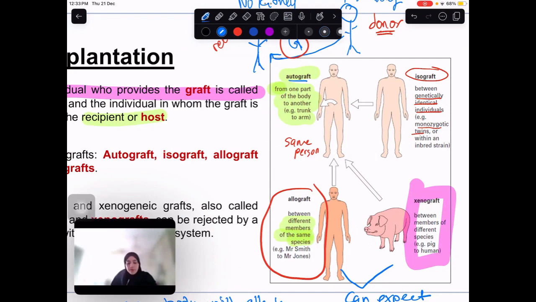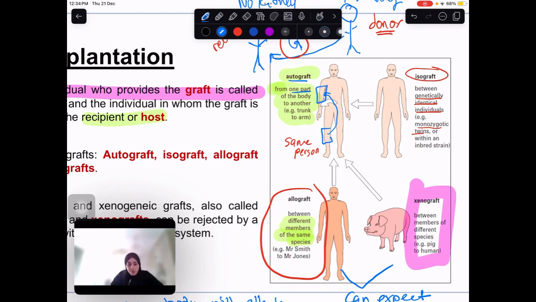Autograft means what? From one person, from me, and I'm giving it to me. Let's say I was a burn victim, and I have lost some of the skin that is on my arm. So they will take skin from my leg, for example, and put it here. The graft is my own. The donor is me. The recipient is me. Everything is me. So that's why it's autograft.